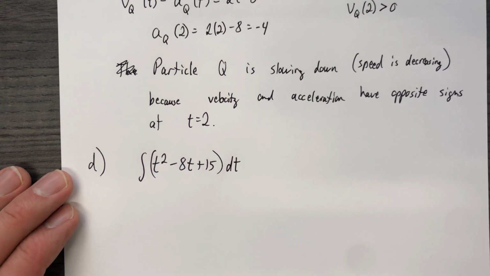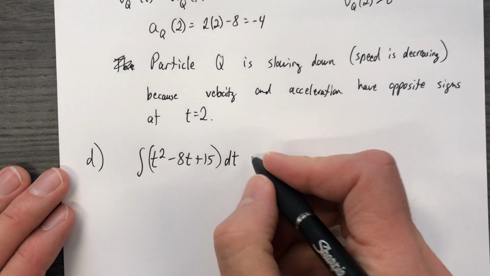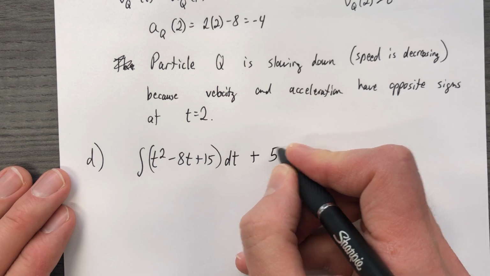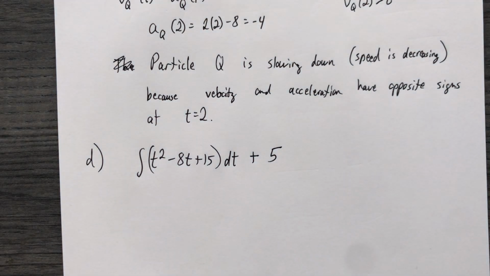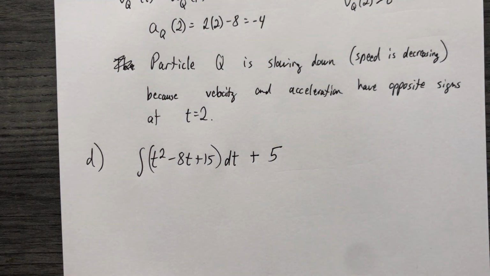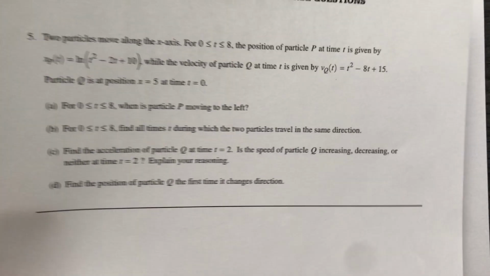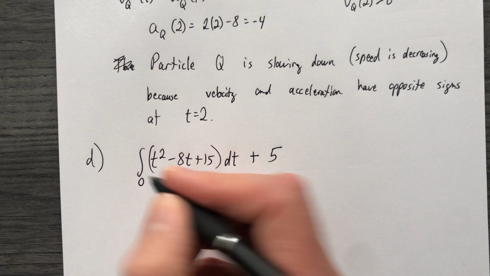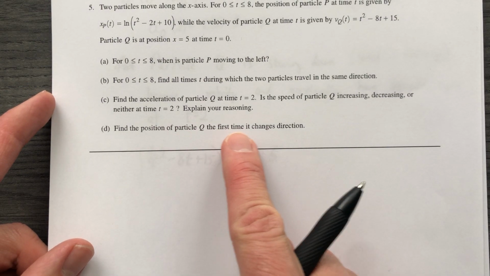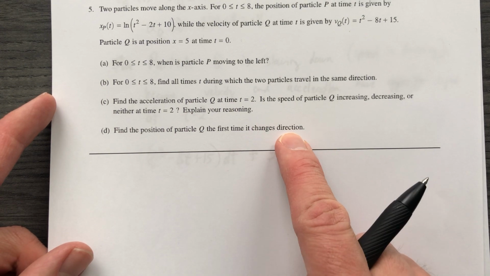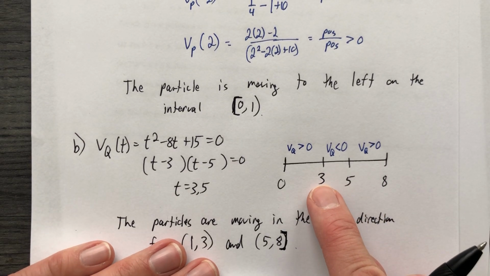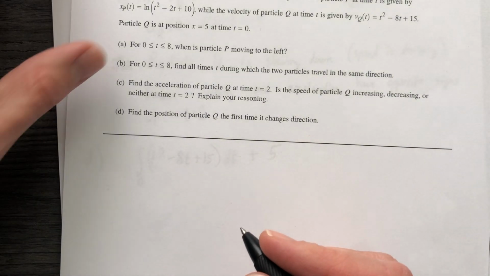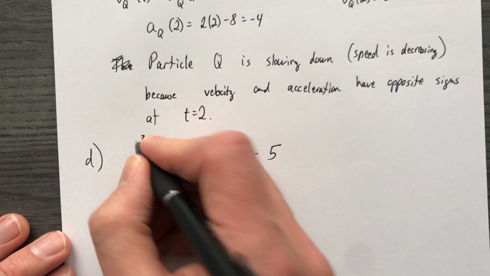And I'll get my displacement, but I need to add my starting position. So what I'm going to do is find out where to start. 0 is a good place because they tell me that. And I'm also going to find out where to end. Find the position of particle Q the first time it changes direction. Here goes. First time it changes direction, time is 3. T equals 3.